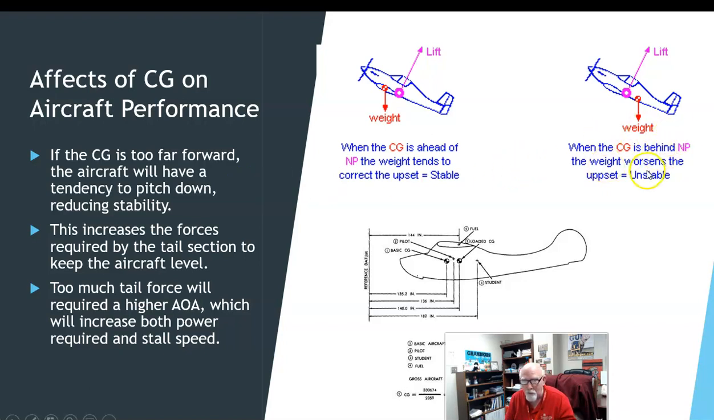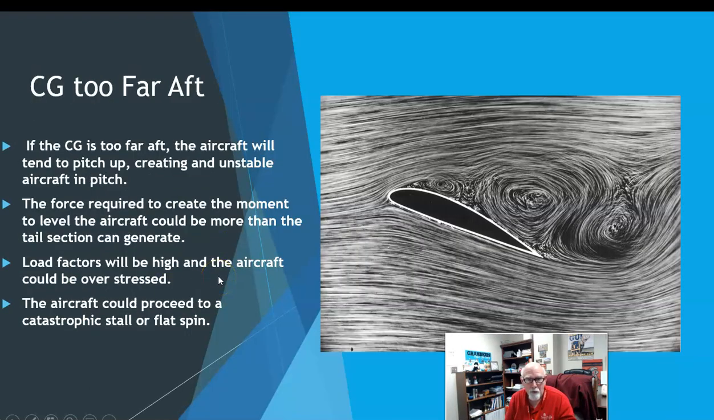Okay, and if it's too far behind the neutral point, then the weight and CG will make the airplane become totally unstable. Okay, and it just totally messes up your tail forces. Okay, if the CG is too far aft, you can see right here in the smoke tunnel, you're stalling the airplane. So you can see all of this turbulent flow, which you're not even creating lift. All right, so if you can't bring the nose back down and get laminar flow, you're in trouble.